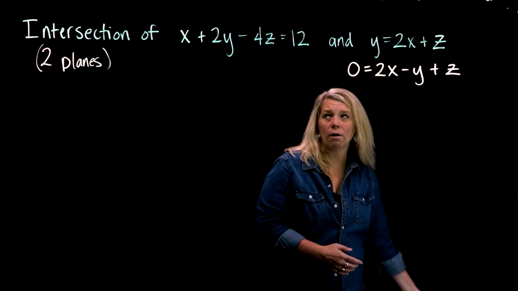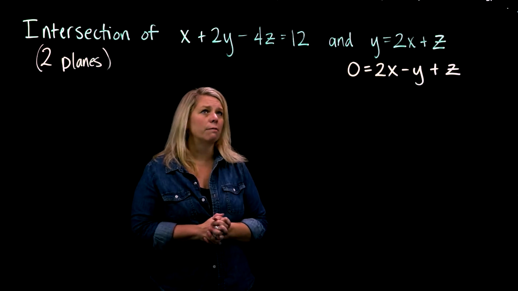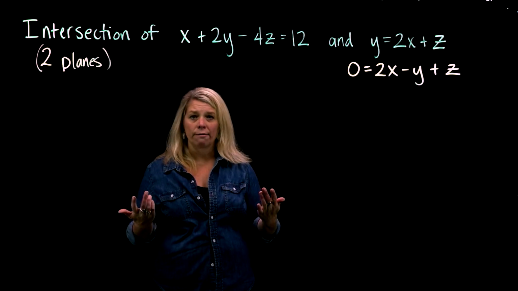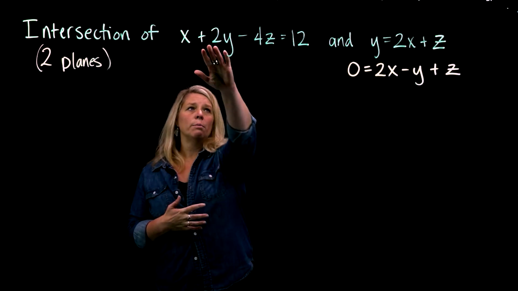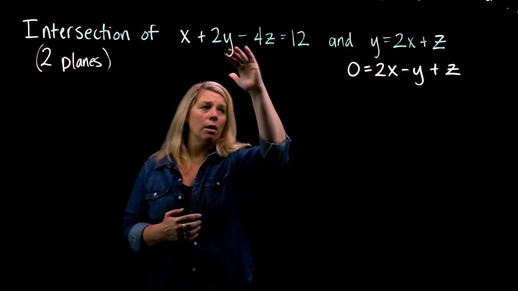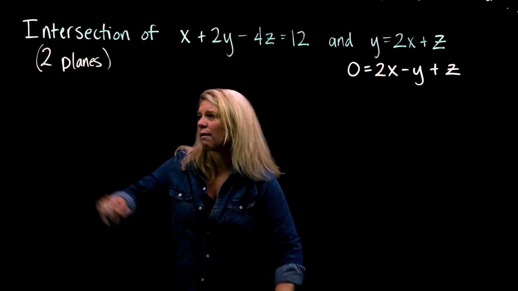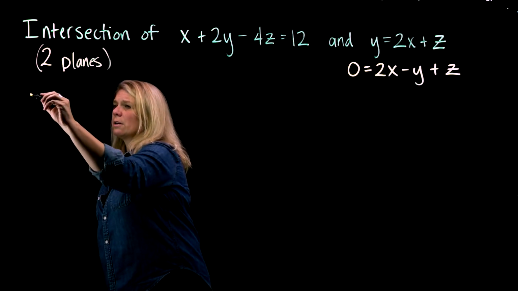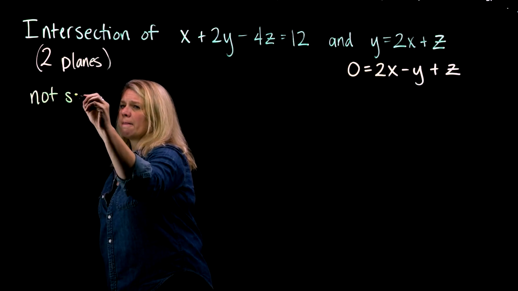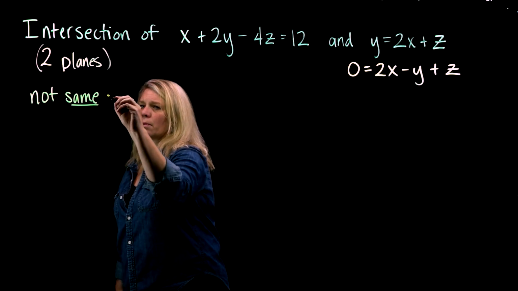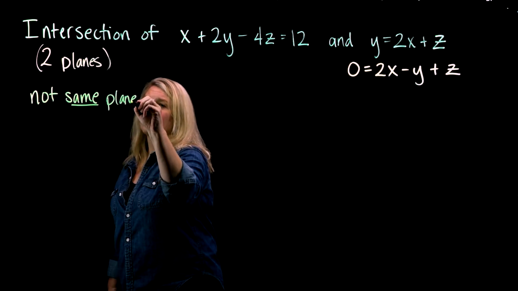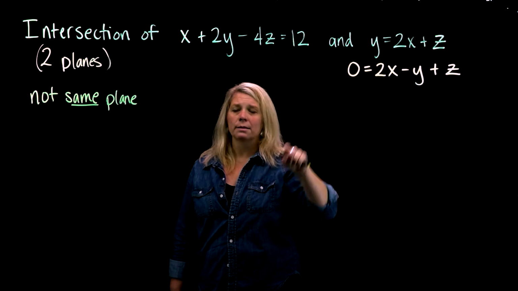Okay, so if we're interested in the intersection of these two planes, we should first of all verify that they are not the same plane. Putting the equations in that same form should make that obvious, that these are not the same plane. So I'm just going to write some little notes over here. So these are not the same plane. If they were, they would intersect at every point that's on both planes.